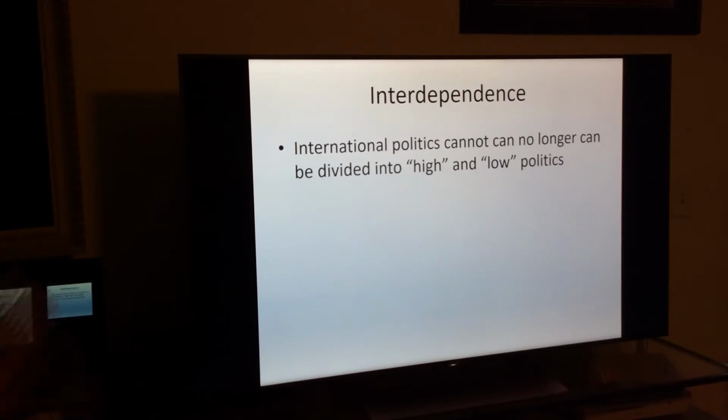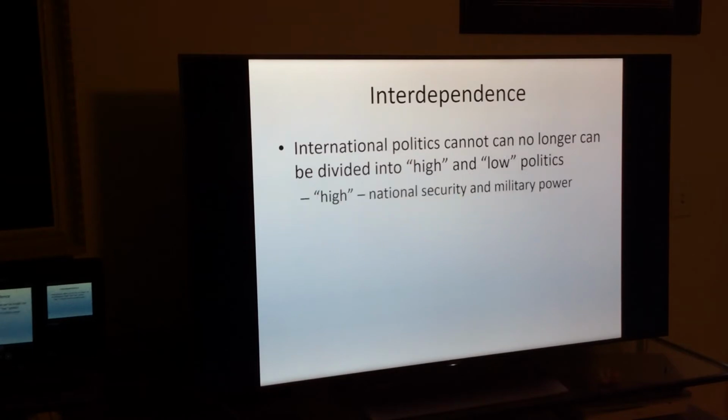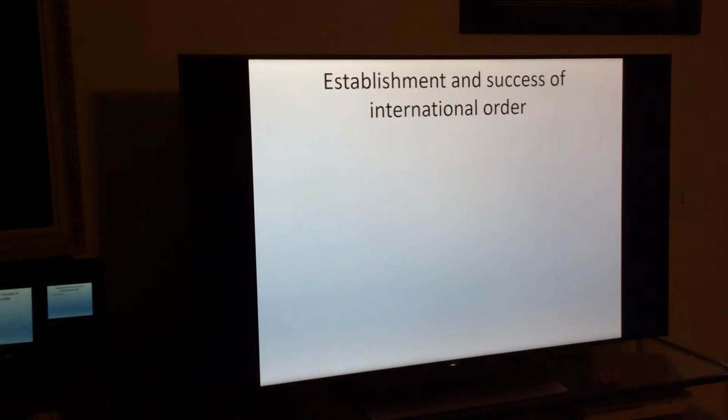There's high and low politics when we talk about international relations and interdependence theory. High politics, national security, military power, that's your realist perspective. Whereas low politics is economic, social, and environmental issues. So now, for interdependence theorists, we look at both high and low politics.